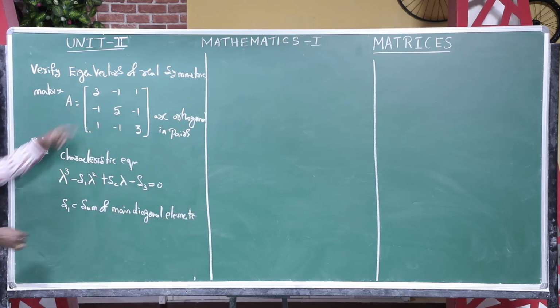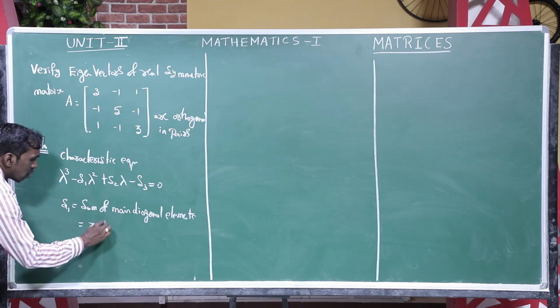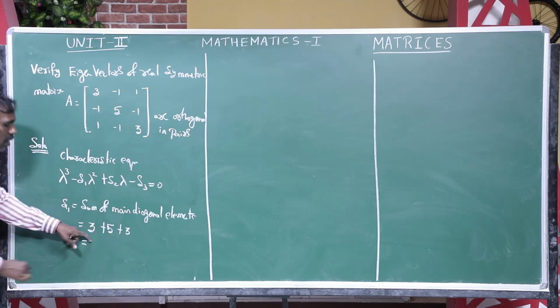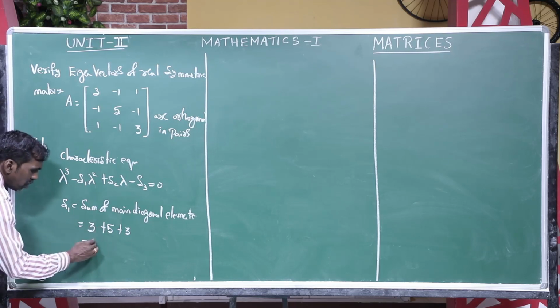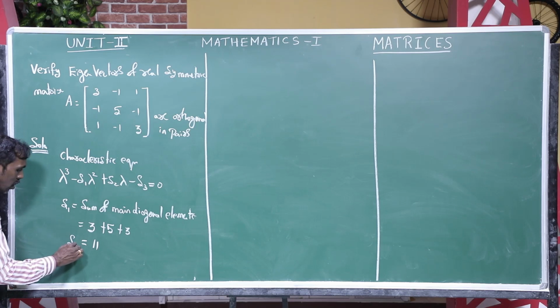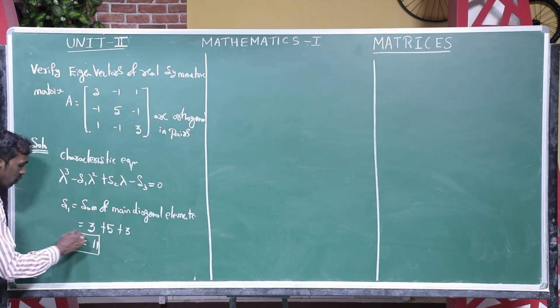So here we have 3 plus 5 plus 3. 3 plus 5 is 8, and 8 plus 3 is 11. So S1 is 11. You got the S1 value.